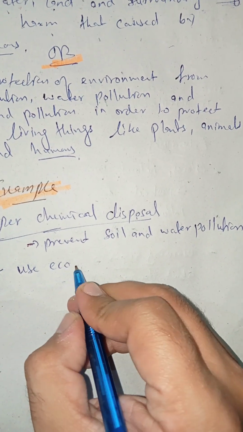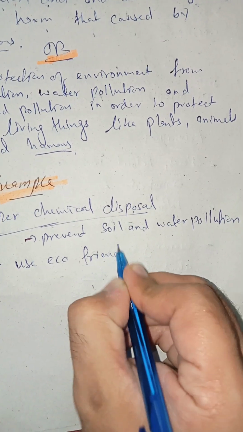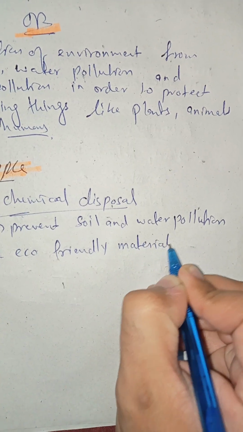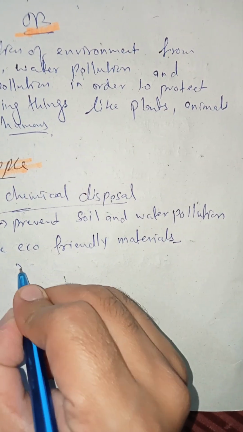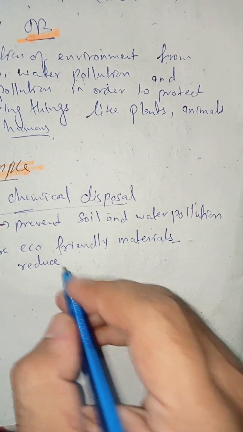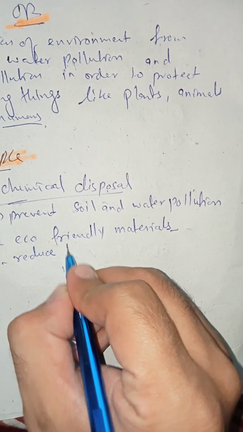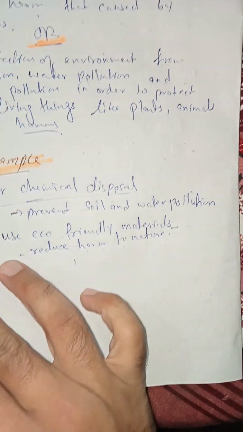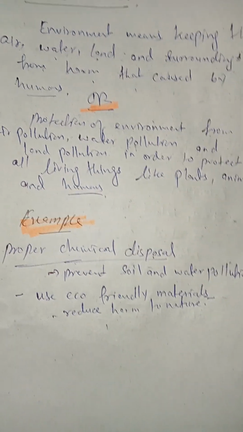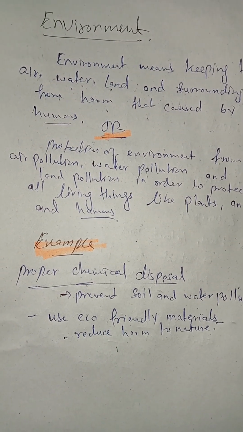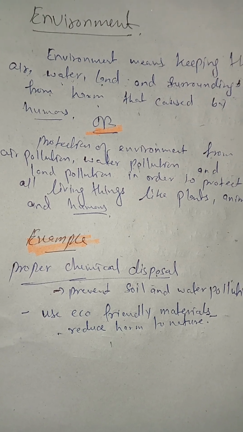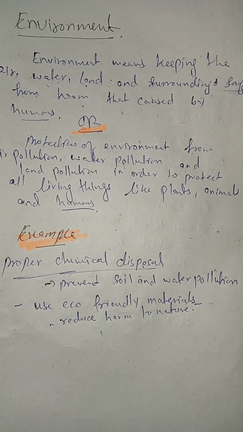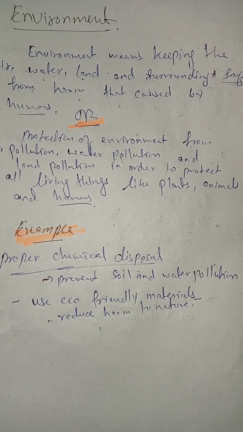Second thing, use eco-friendly materials. Why? The main reason is they can reduce harm to nature. So these are the main things today we have studied about health, safety, and environment. These are main things in the safety fields. When you become safety officers, these are the main concepts you must know.